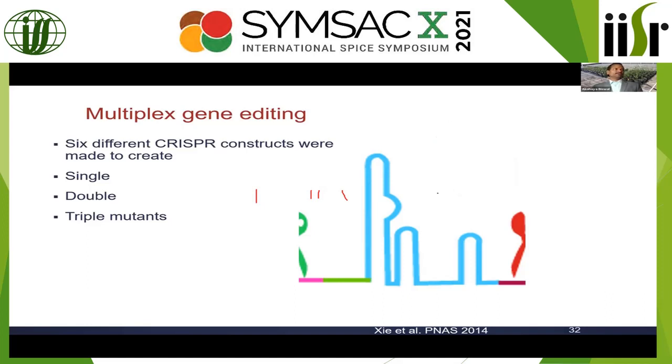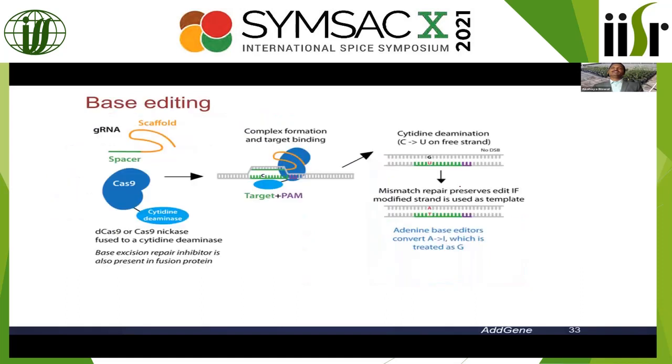But one negative thing about this is that when you make multiple cuts, that can lead to rearrangement of the genetic fragments. So here, base editing is another technique that gives the mutation without any double-strand break. And most of the diseases that we know so far are because of single nucleotide polymorphism.